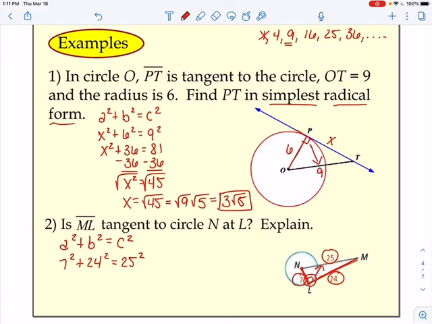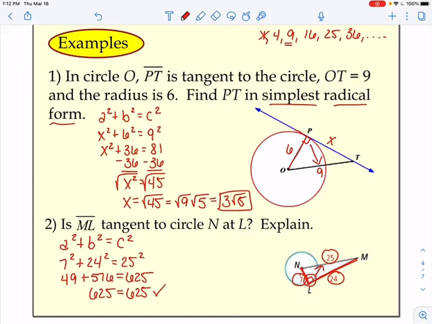So 7 squared is 49. 24 squared is 576. And 25 squared is 625. So now on the left-hand side, I'm just going to add together 49 plus 576. And when you do that, you're going to get 625. And if I bring down the 625 on the right-hand side, 625 does equal 625.